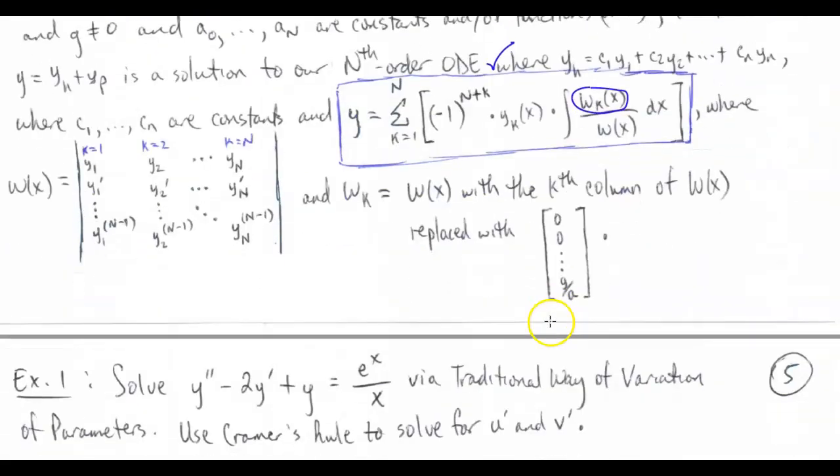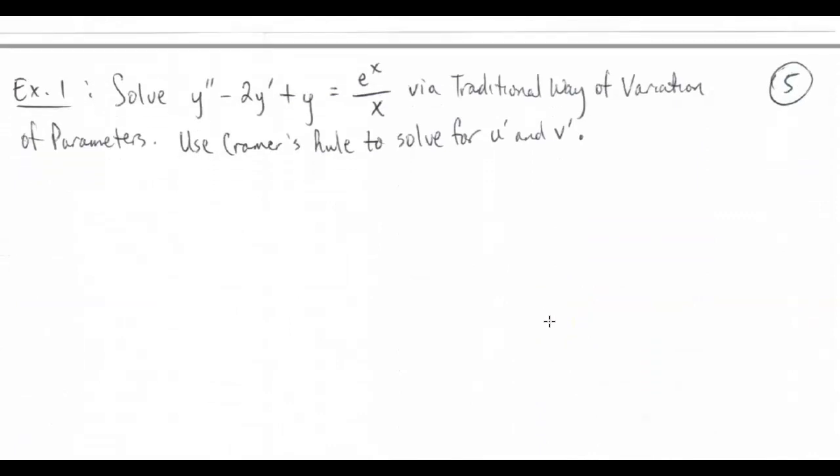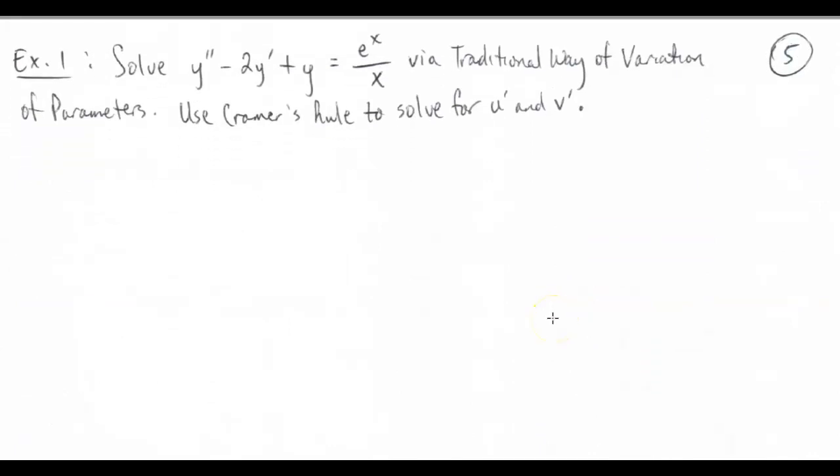All right, so I've taken a while to actually go through the whole process of explaining what variation of parameters is and kind of giving you some of the details. But now let's go ahead and start working some examples here so that you can see how this actually works. All right, so this is our first example. We want to solve this second order linear non-homogeneous equation the traditional way, meaning that we're going to use a system of equations here, okay? And I'm asking you to use Cramer's rule to solve for u prime and v prime.